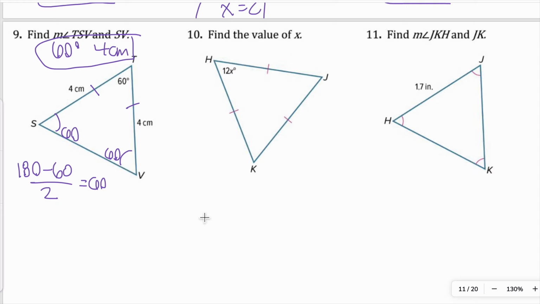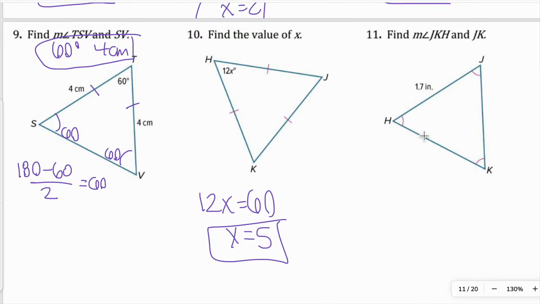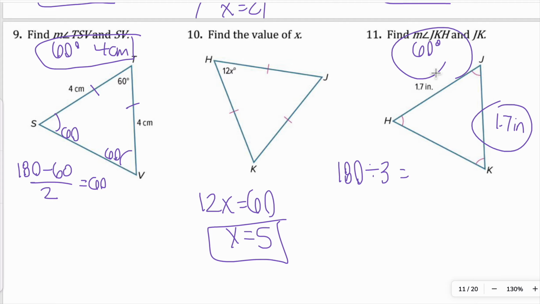10 is also an equilateral, so because I see equal sides, I know my angles will be equal, so all angles will be equal to 60 degrees. So 12x is equal to 60, so that means x is equal to 5. And then JHK, again, this is equiangular, so 180 divided by 3 gives me 60 degrees, and JK is also going to be equal to that 1.7 since all sides match.